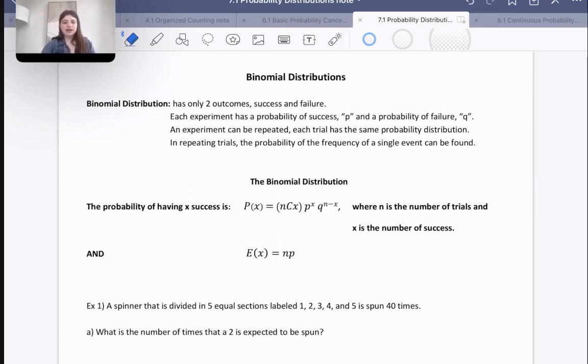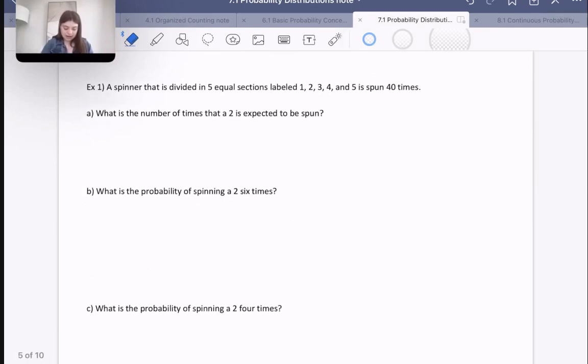Okay, so now that we kind of got the terminology out of the way and hopefully have some understanding as to why the equation is what it is, I want to move on to doing an example here. So this example says, a spinner is divided in 5 equal sections labeled 1, 2, 3, 4, and 5, and is spun 40 times.